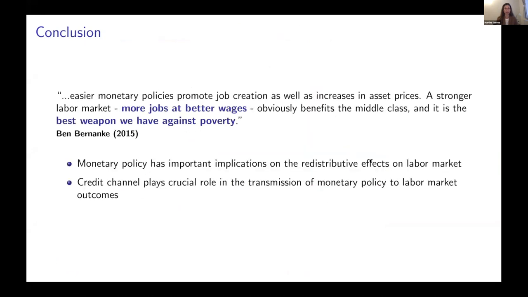So let me wrap up. What we do in this paper is that we try to argue that the monetary policy actually has important implications on the redistributive effects on the labor market. And specifically, we highlight the role of the credit channel in the transmission of monetary policy to these labor market outcomes.